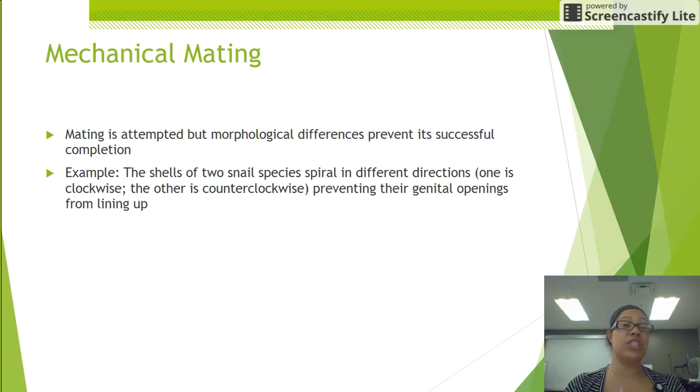You can also think of this in terms of why an elephant and a chihuahua don't mate, because the parts don't match up. These are actual mechanical barriers that prevent them, so they cannot get their genitals together properly to complete the act of mating.